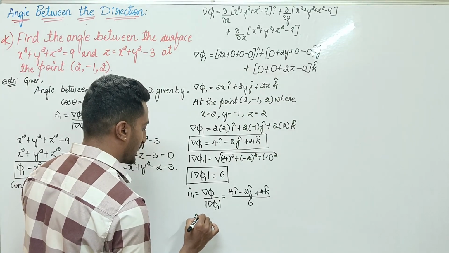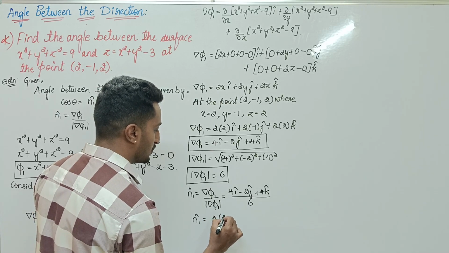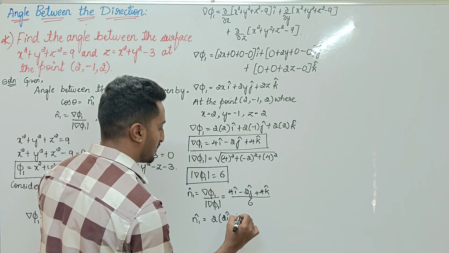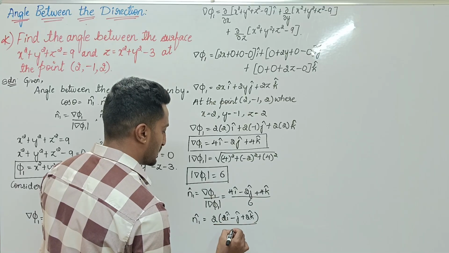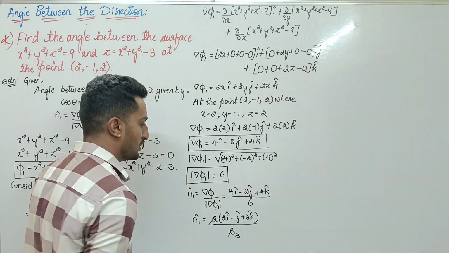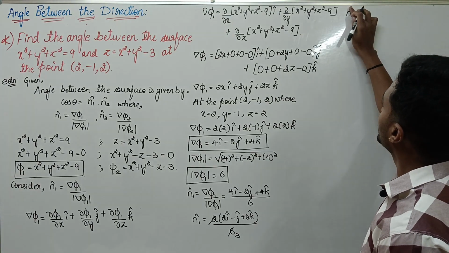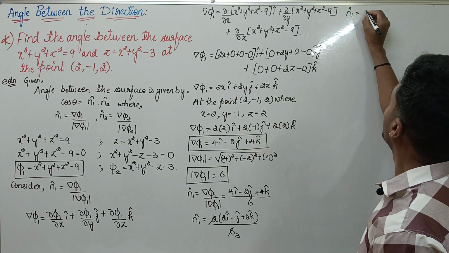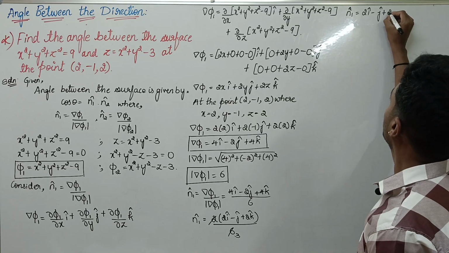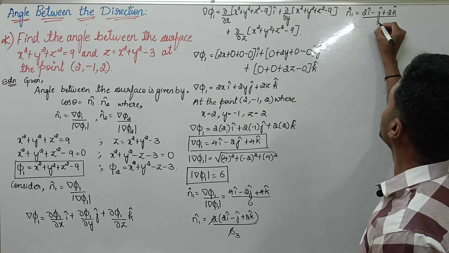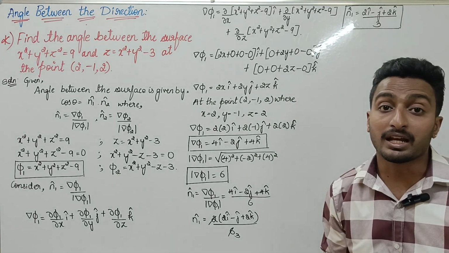So n1 cap, if I take 2 common, that is 2 into 2 i cap minus j cap plus 2 k cap divided by 6. 2 ones are 2, 2 threes are 6, that is n1 cap becomes 2 i cap minus j cap plus 2 k cap divided by 3. This is the required first unit normal vector with respect to n1.